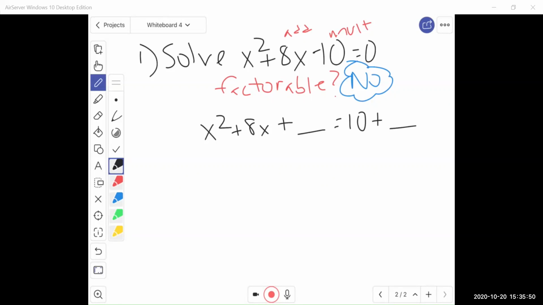We have a lovely rule in algebra. I can do whatever I want to one side as long as I do it to the other. So again, all we did was add 10 to both sides. And now we're going to complete the square.